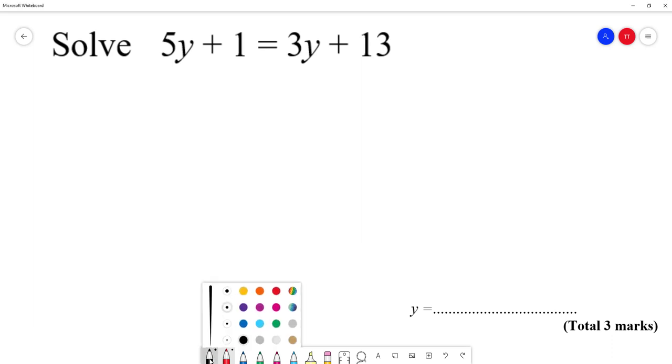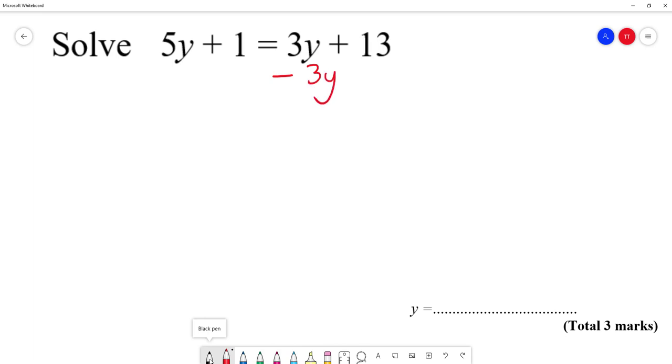Okay, so the question says we've got 5y plus 1 equals 3y plus 13. So again, we compare the letters 5y and 3y. Which one is smaller? It's going to be 3y. So we minus 3y on both sides of the equation, making sure the letters are written directly underneath each letter.